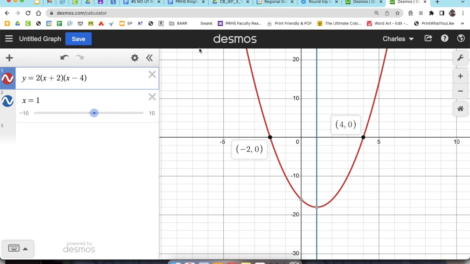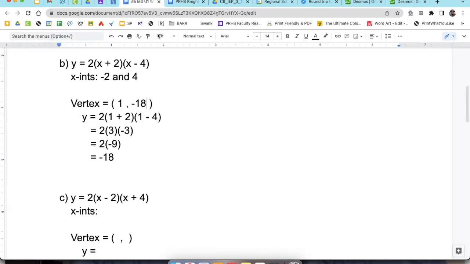So, what we've learned here is that when you have a value that is bigger than 1 in front of our (x plus 2) and (x minus 4) in the equation, which you can see here, then the vertex moves either up or down, in this case down. Instead of being at -9, it's at -18.